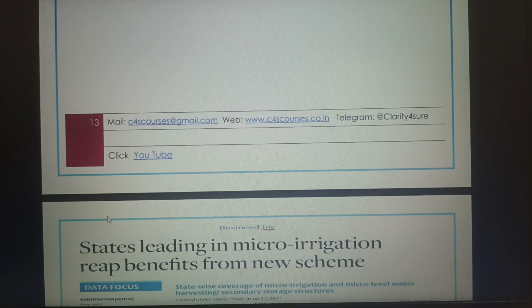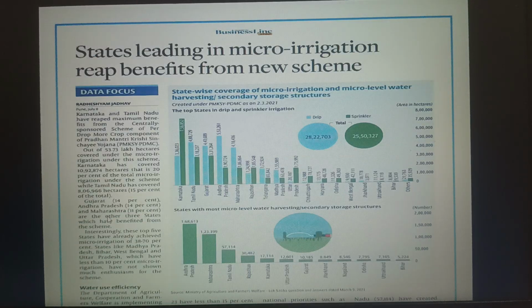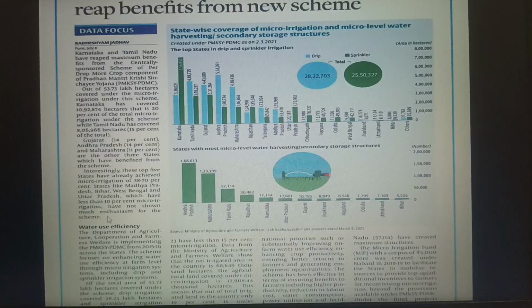So you can see certain articles from the newspaper, right? In which state we have how much area. So you can see the drip and the sprinkler. Okay? This is the drip, this is the sprinkler. If you talk about sprinkler, the green box indicates your sprinkler. You can see the maximum height is occupied by Karnataka. So Karnataka state has the maximum sprinkler irrigation. Similarly, if you see the blue box, the highest blue box is from Andhra Pradesh, right? This one, this one. So drip irrigation is maximum in Andhra Pradesh, that you can remember.